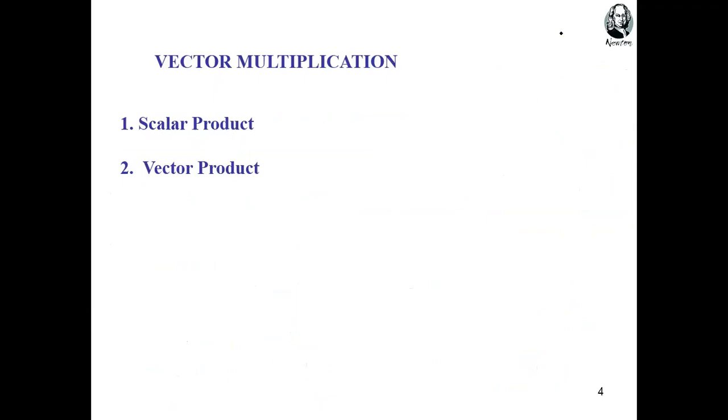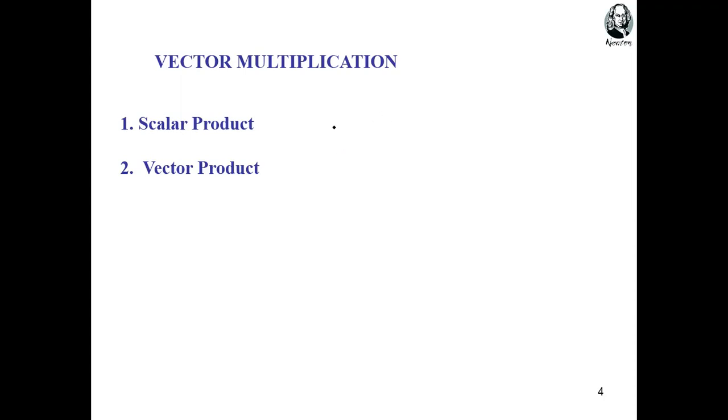Okay, this was a review from your previous class. Now we have vector multiplication. Previously we discussed addition, how we can add: x with x component, y with y component. Now multiplication of vectors, how we can multiply vectors. There are two types of vector multiplication. One is called scalar product and second one is called vector product.